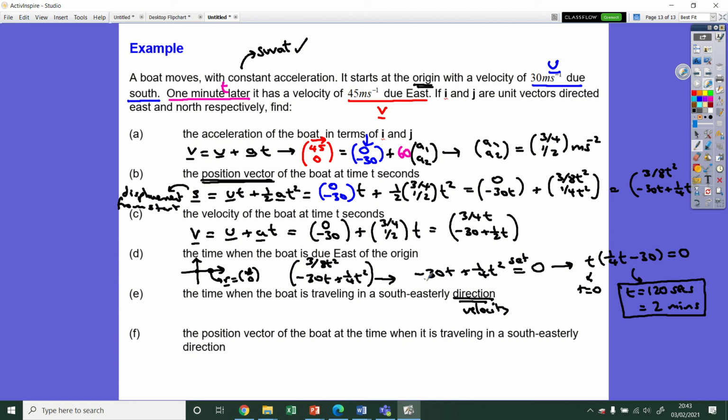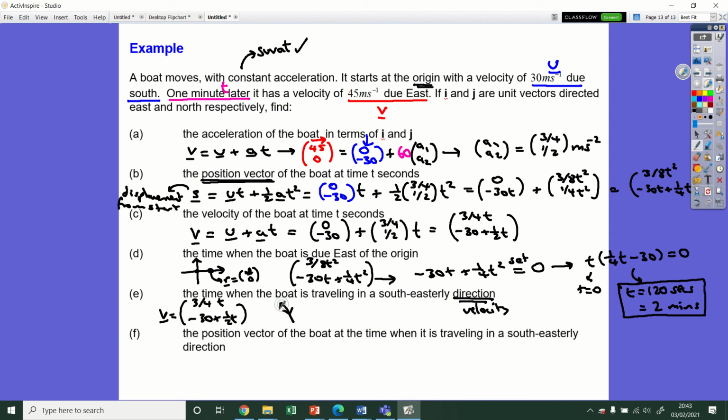So let's think about where we got our velocity vector. That's going to be over here. So let's write our velocity vector again: 3/4 t minus 30 plus a half t. That's my velocity. And if we're traveling southeast, let me get this right, southeast points this way.